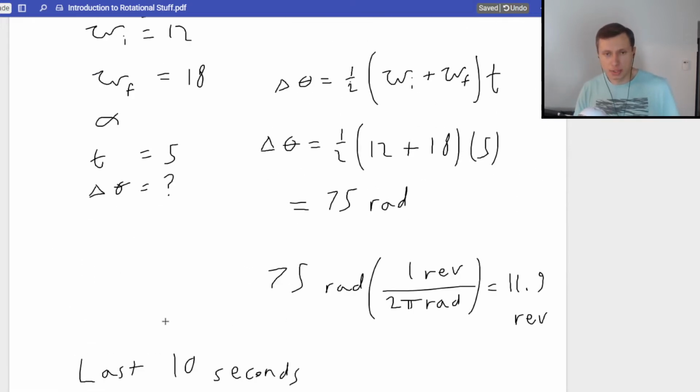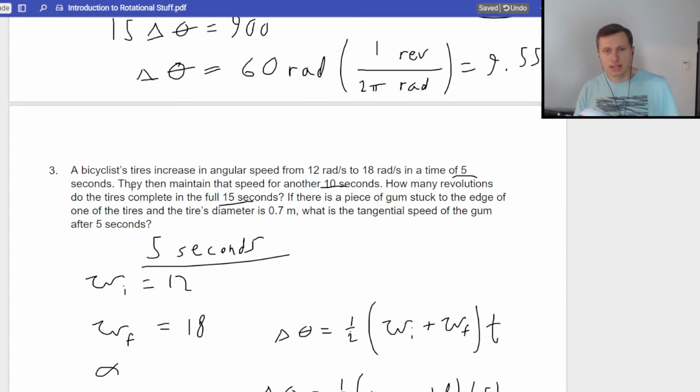I'm going to scroll back up to the question. We just read the first part for 5 seconds. Second part, they then maintain that speed for another 10 seconds. Question: what is the initial and final velocity for the bicyclist for the last 10 seconds? It's going to be 18 radians per second. It stays at 18, okay? And because of that, the angular acceleration is actually 0.